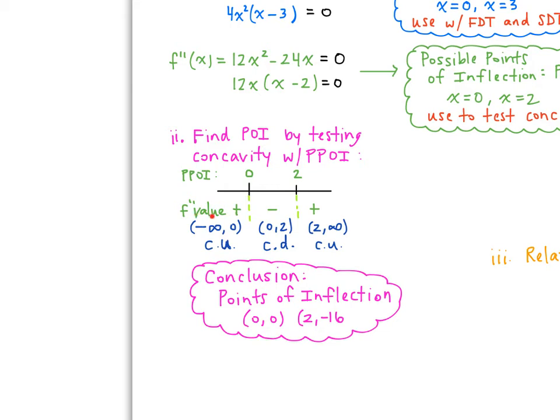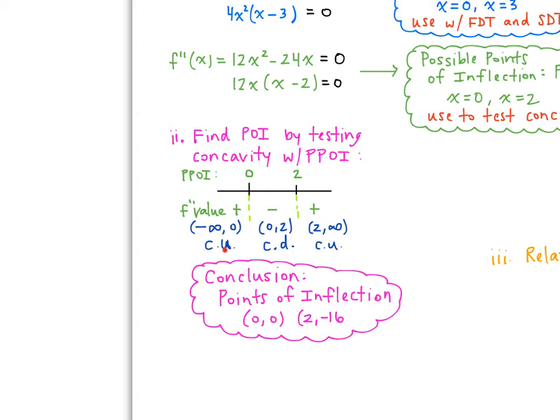Testing in f double prime, we're going to get a positive value for x less than 0. So that means we're going to be concave up on this interval. From 0 to 2, plugging in a point into f double prime, we're going to get a negative answer. So on that interval, we are concave down. And if I test a point in this region over here into f double prime, we will get a positive value. So that means we are concave up.